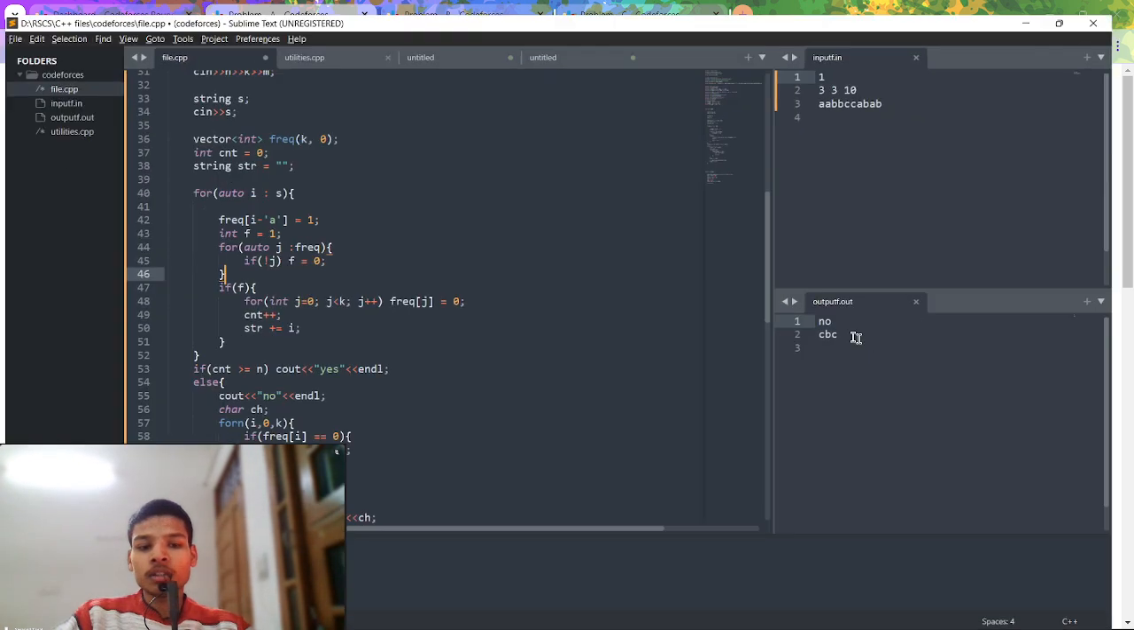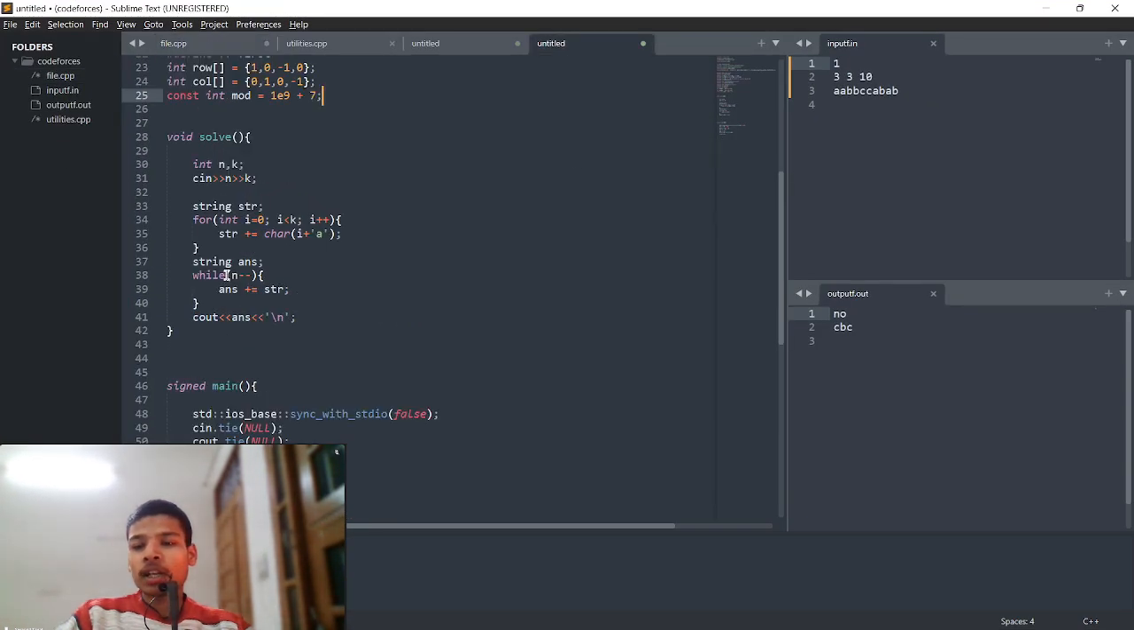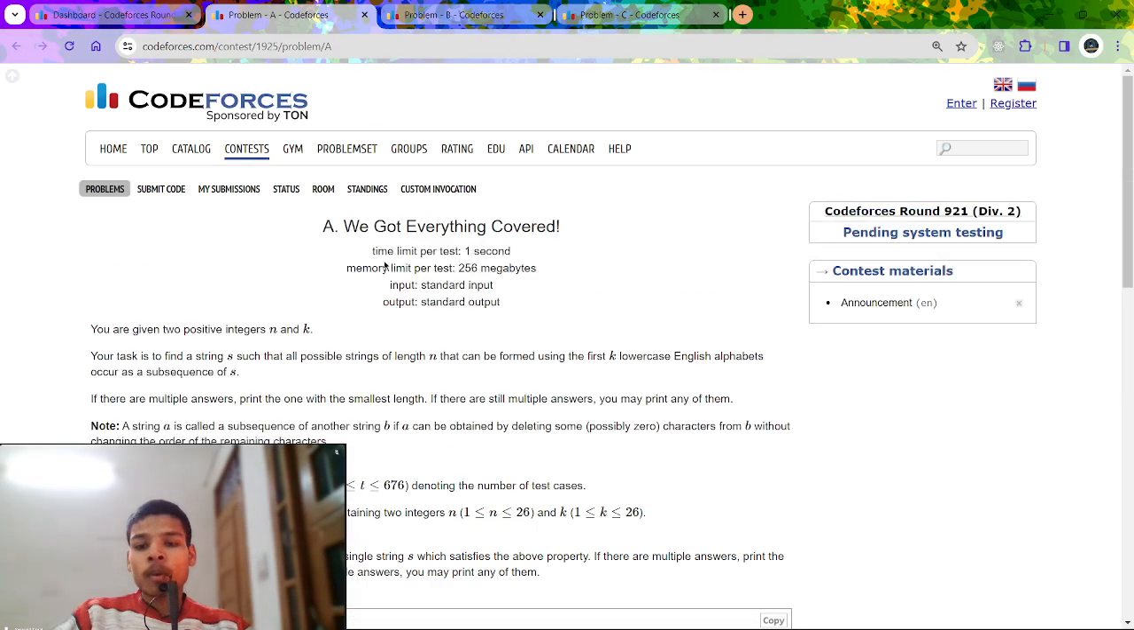If I show the code, it is also easy. What I am doing is simply making a string first of all of abcd, of total k characters starting from a. Then I am simply repeating that string n times and printing that answer. So it is indeed giving me a good answer. Now please make sure you keep this in mind, because this will help you to solve problem number C. So this is problem number A.